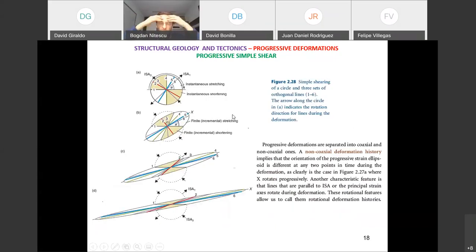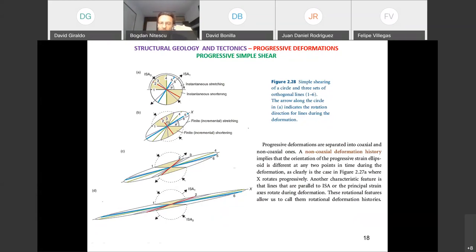So this introduces a bit of this complexity, because it tries to show you this. And again, this might seem crazy. It's the same thing, but in this book, Fossen put in more lines: 1, 2, 3, 4, 5, 6, so that you can see what happens to each of them. And it shows you the sectors. So the sector here, when you start doing these deformations of simple shearing, this sector, the cream colored sector, suffers instantaneous shortening, and this is being stretched. And then this is a sector that gets shortened and stretched and so on. So you can see what happens during deformation with all these sectors and with all these lines.